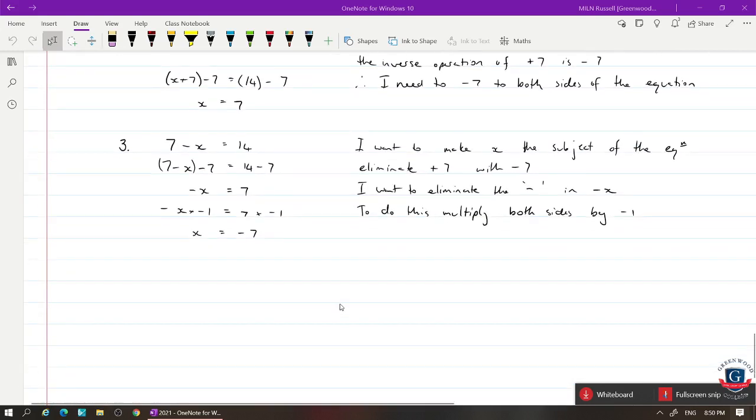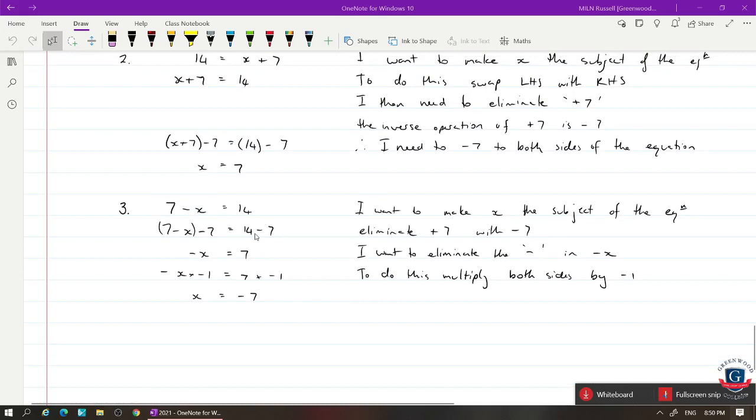Let's have a look at the last one. 7 take x equals 14. Well, I want to make x the subject of the equation. The first thing I can do is eliminate this 7 over here. Now to eliminate the 7, I need to take away, that's positive 7, so I need to take away 7. So if I take away 7 from the left hand side, I have to also do it to the right hand side. That leaves me with minus x equals 14 takes 7 is 7.